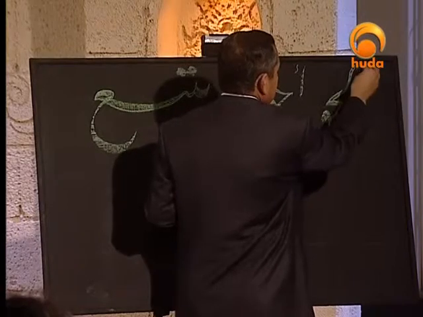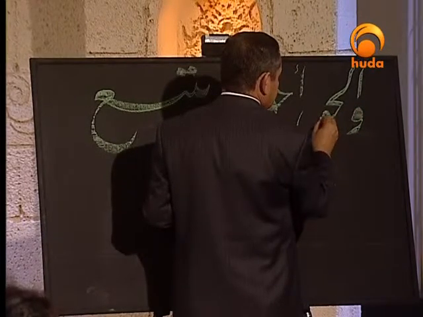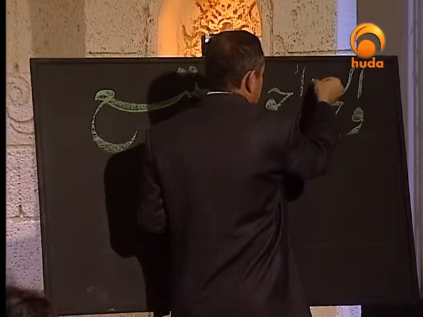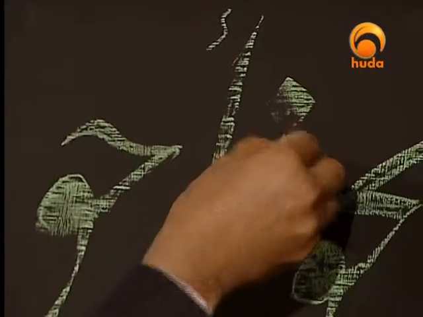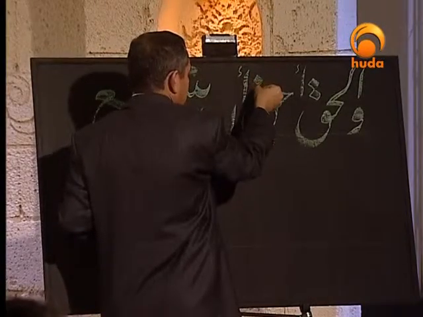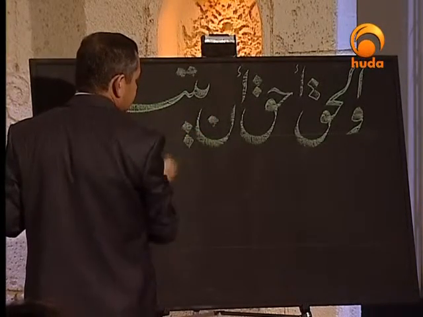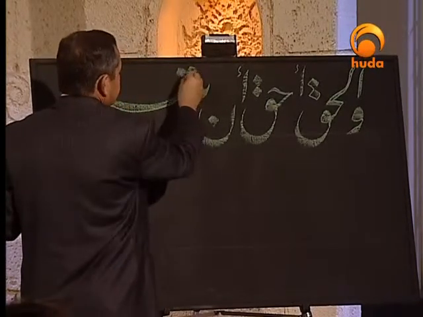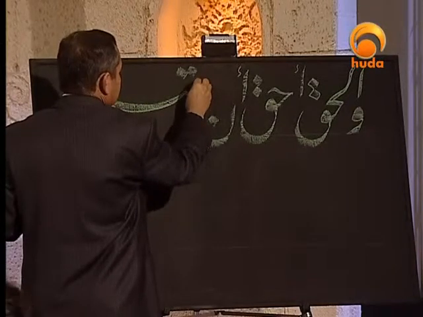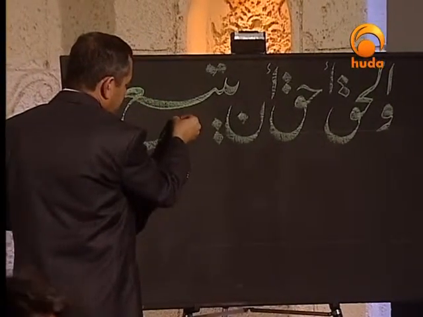Seen, lam in a thin way. Qaf, two dots of qaf. الحق, two dots again of qaf. أن يتبع, two dots of ya here, and one dot of ba in the middle.